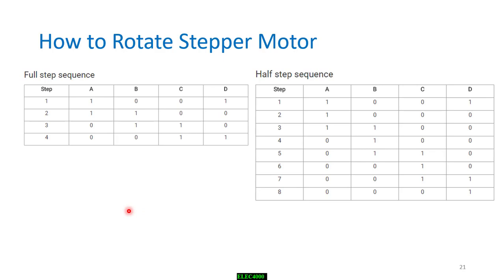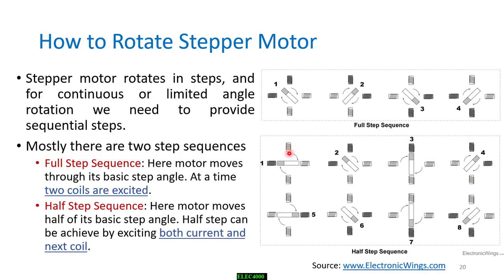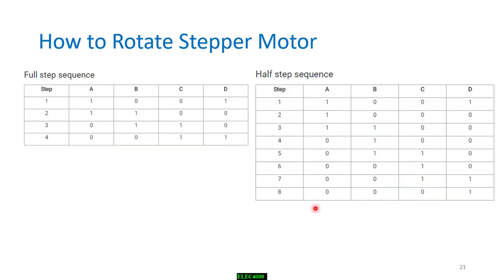In order to do the full step sequence, the coils A, B, C, and D should have these values. Now, for the half step, A is 1, then AB, then B, then BC, then C, then CD, then D, then AD, as you can see over here. Okay, so this is the idea of building it.